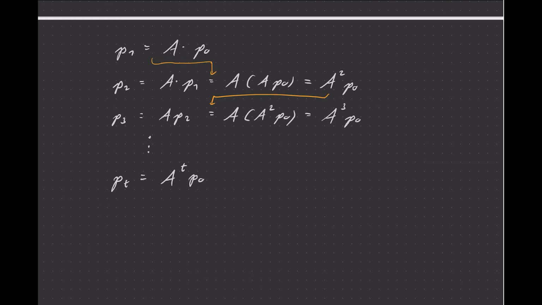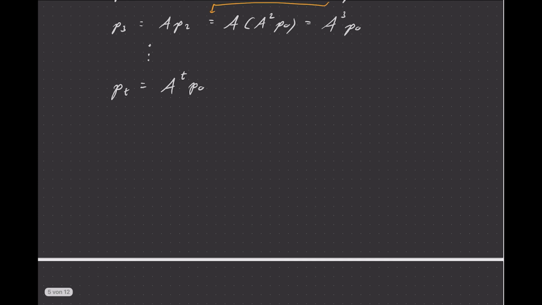So basically that A to the power of t will tell us how the epidemic behaves, how it evolves over the long term. So A to the power of t tells us how the disease evolves in the long run.